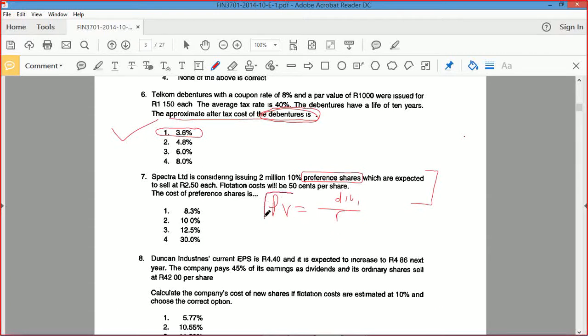If you want the PV and there's a flotation cost, what must you do? You need to use the net PV. Okay, so it'll be PV equals Div 1 over R, and then you just solve for the R. Yeah, okay.